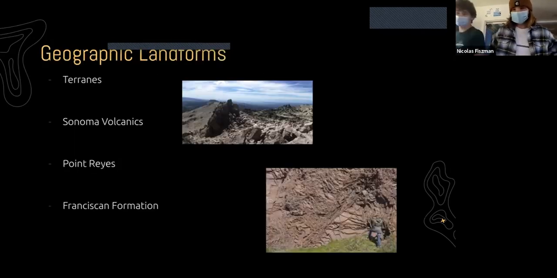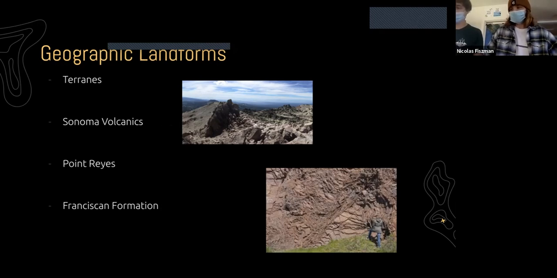All right, so some geographic landforms. The wildly diverse Coastal Range is home to many geologic landforms. For our presentation, we'll be focusing on the four major geographic landforms of the Coastal Range. Firstly, a terrane is defined as a fault-bounded area or region with a distinct structure and geological history. These terranes are constantly found throughout the Coastal Range.